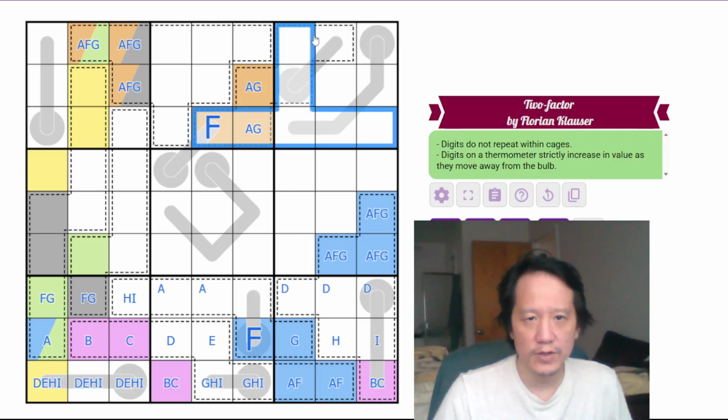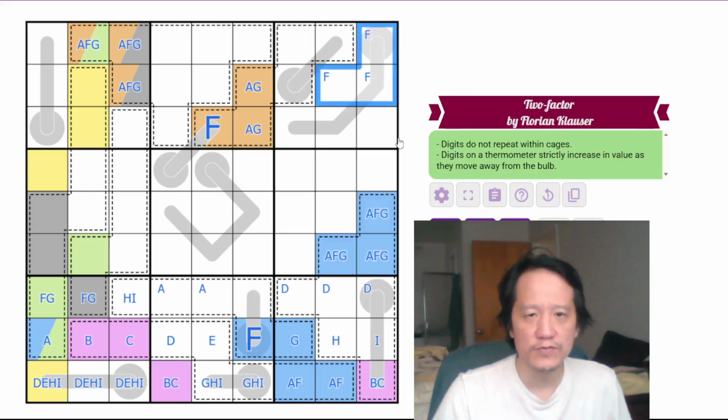F cannot be here, so F has to be one of these three. Since we know F is one of these three, F has to be one of these three. This can't be F, this is A, which makes this F. So this can no longer be A here. A has to be one of these two.